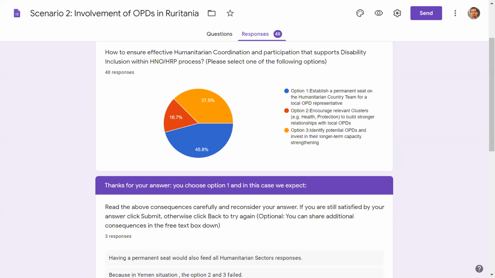Usually we have health in terms of rehabilitation, there could be protection, but one of the most common ones is WASH, in terms of the accessibility of WASH facilities, etc. There is a high risk though of having that conversation, let's say, siloed, right? So as shared, there are no preferred options.